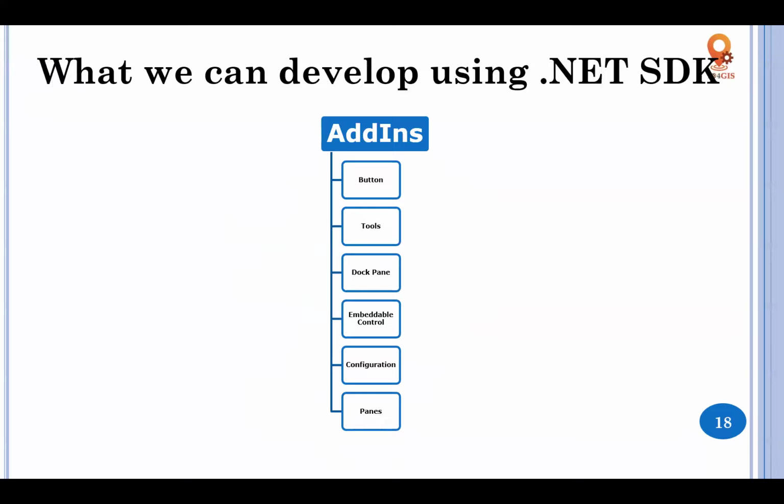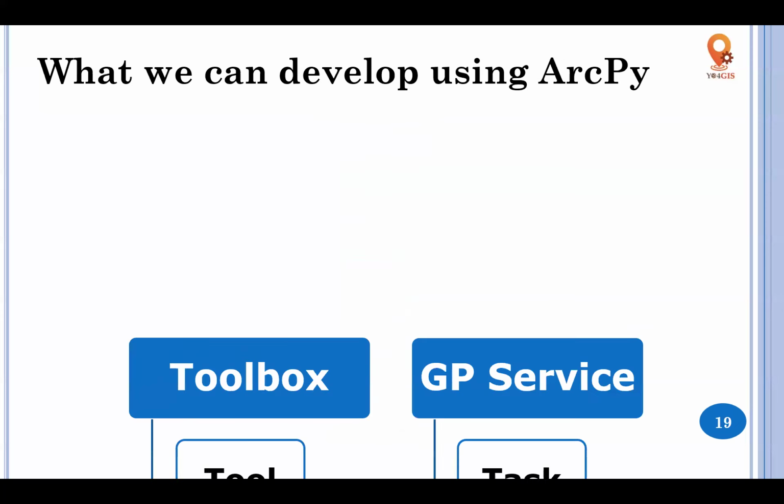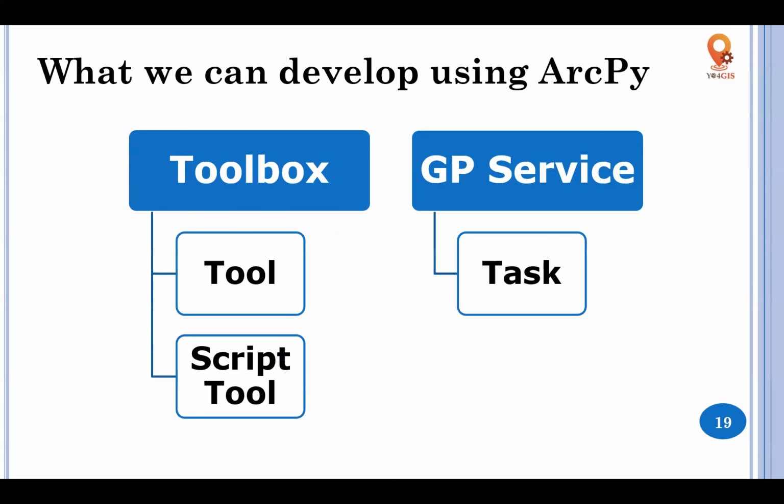Okay, so what are the things we can develop using C Sharp .NET? Using C Sharp .NET, we can develop add-ins, buttons, tools, dock panes, embedded controls, all these things. And what are the things we can develop using Python and ArcPy? We can develop geoprocessing tools, which I hope you are already using. We can develop script tools and we can develop tasks.